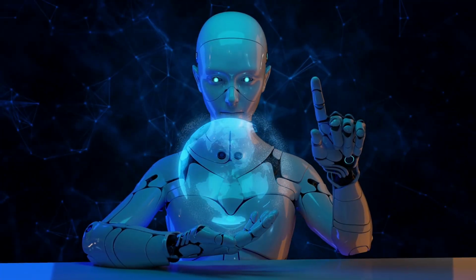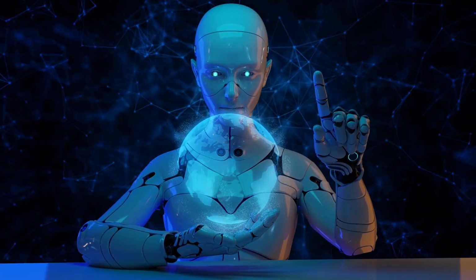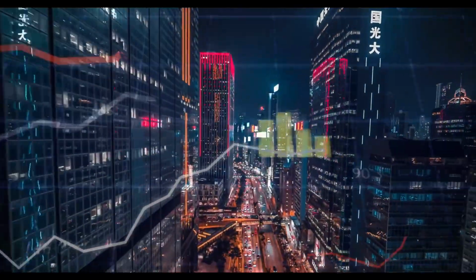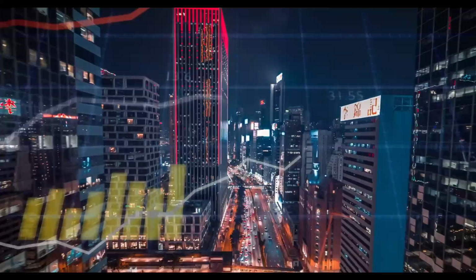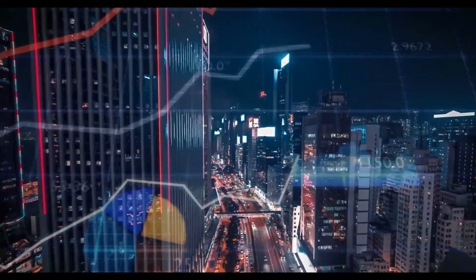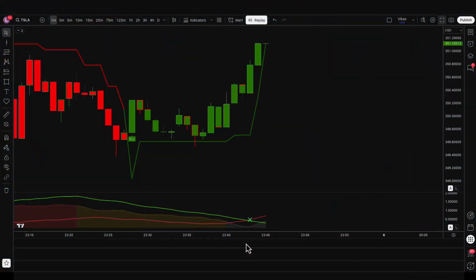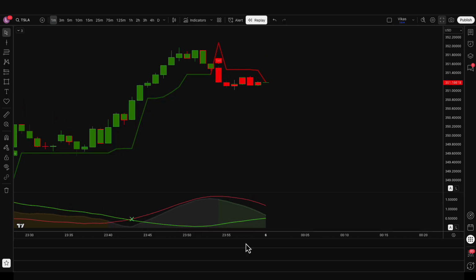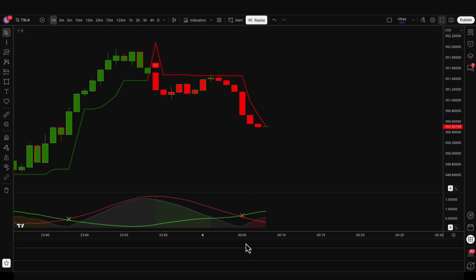TradingView is a powerful platform that offers a plethora of indicators designed to help traders make informed decisions. Today, we will uncover some of the most effective indicators that can enhance your trading strategy and boost your profitability. Whether you are a seasoned trader or just starting out, understanding these indicators is crucial for navigating the market successfully.